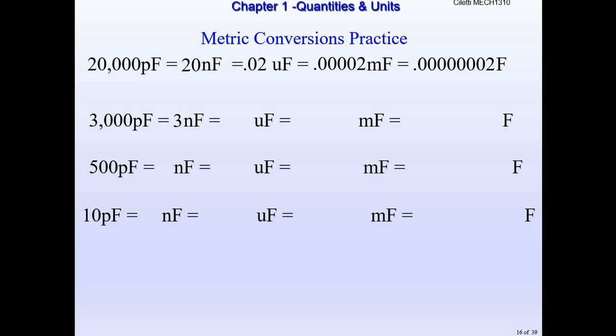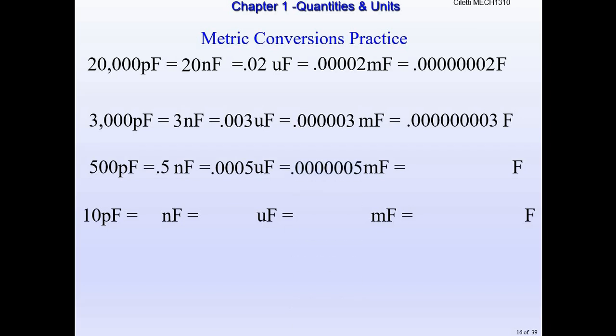All right, so let's look at the next one. We got 3,000 picofarads. Pico to nano, we move it 3 places. Nano to micro is 3 places. This is all off the table we wrote down on the prefixes before: milli, micro, nano, pico, femto, all those. Move it 3 more places. I think you get the gist of what we're doing here. We got 500 picofarads, that's 0.5 nano, 0.005 micro, even more zeros.